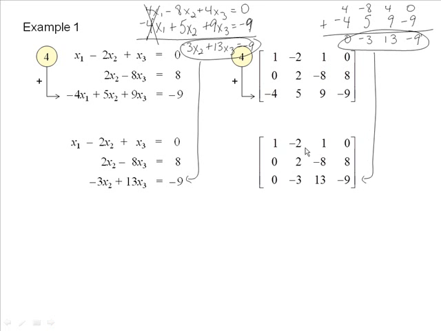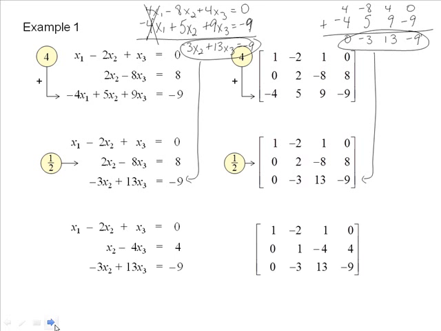Notice though that the first row is still what it was originally. We don't multiply it by 4 and change those numbers. We just did that in order to change row 3. My next step is to change x2 so that it has a coefficient of 1. So I can multiply the second equation by 1/2. And when I do that, I will end up with x2 minus 4x3 equals 4 for the second equation. And we do the same thing with the matrix.